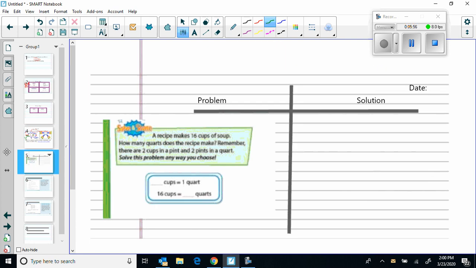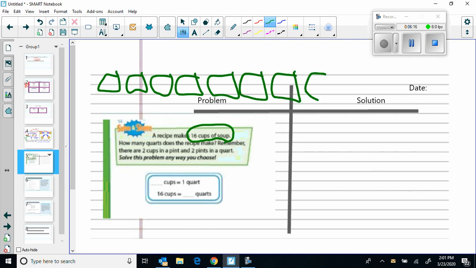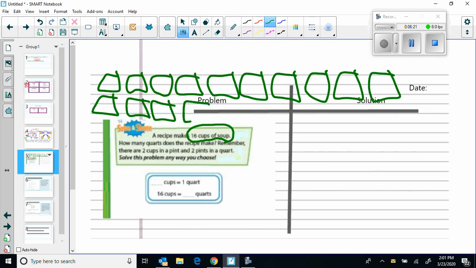So now we're going to move into our next slide. And it says, a recipe makes 16 cups of soup. So the recipe is going to make 16 cups of soup. 1, 2, 3, 4, 5, 6, 7, 8, 9, 10, 11, 12, 13, 14, 15, 16. I've always said if you can't figure it out, you can draw it. So there's our 16 cups of soup. How many quarts make up the recipe?